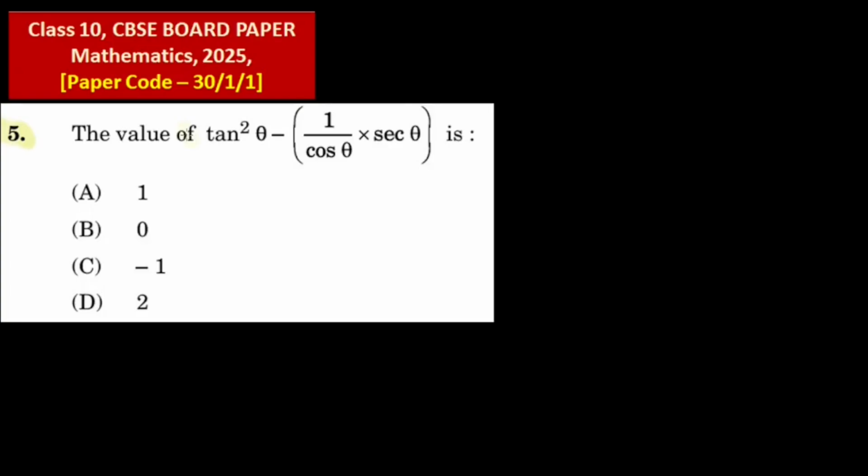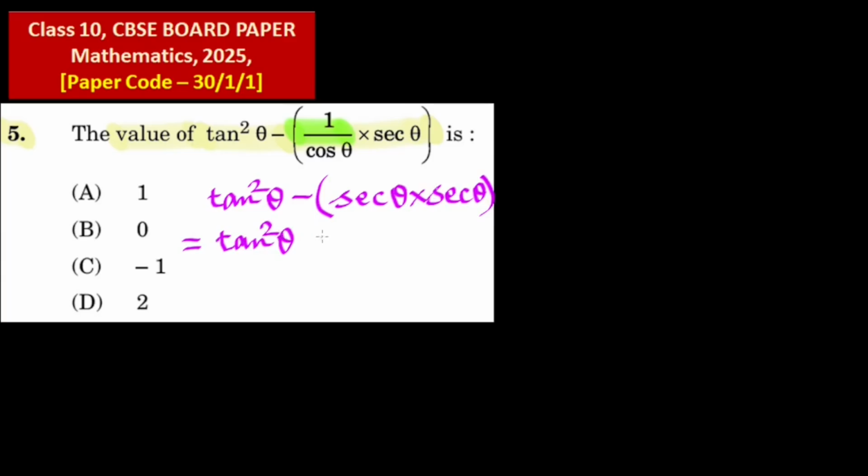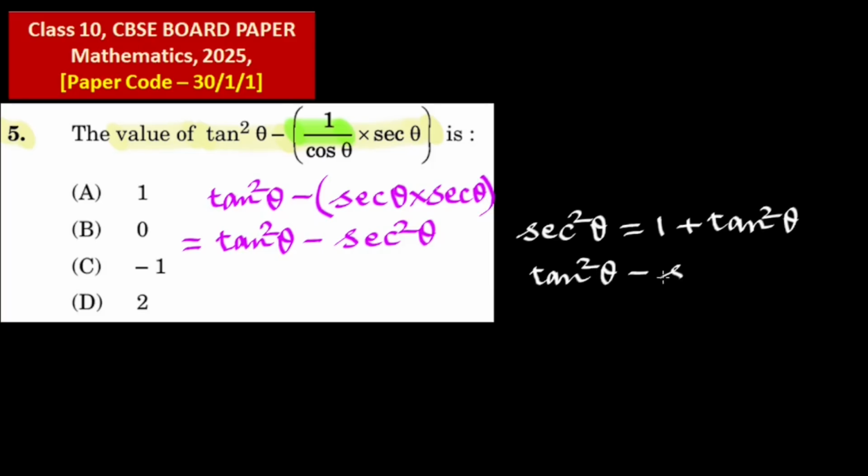Question 5. We have to find the value of tan square theta minus 1 upon cos theta into sec theta. We write this as tan square theta minus, we know that 1 upon cos theta is sec theta. So, sec theta into sec theta, this will be tan square theta minus sec square theta. From trigonometric identity, sec square theta equals 1 plus tan square theta. Tan square theta minus sec square theta will be minus 1. Therefore, here it will be minus 1. Hence, the correct answer option is C, minus 1.